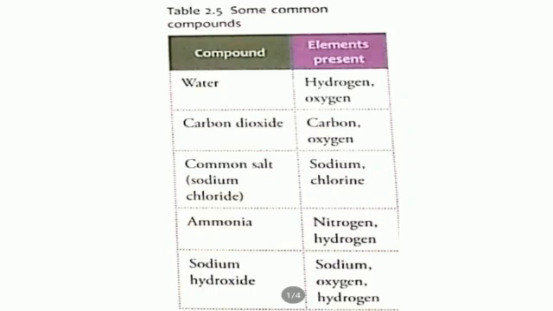Now there are some common compounds. Here is the list. The first one is water. It is made up of hydrogen and oxygen. The next one is carbon dioxide, made of carbon and oxygen. Then common salt or sodium chloride, which has sodium and chlorine. The next is ammonia. Ammonia is made up of nitrogen and hydrogen. And the last one given here is sodium hydroxide, which has sodium, oxygen and hydrogen.